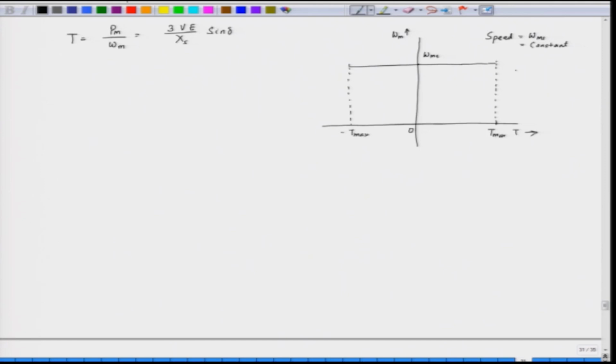So, this is the first quadrant. We call this the motoring operation, and this operation in the second quadrant is called the braking operation. The speed is constant. So, this is for a motor supplied from a fixed frequency supply.